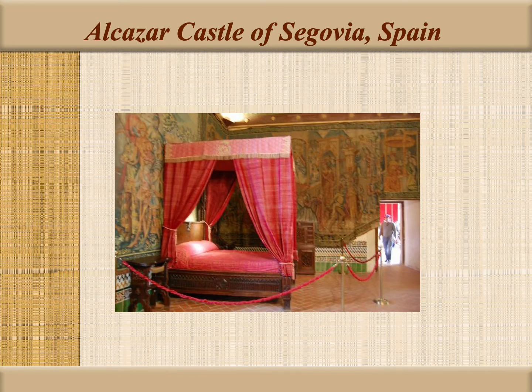In this image, you're seeing a bedroom in the Alcazar castle. So notice the really fine draperies hanging down around the beds, and the other thing is all of the tapestries on the wall. They're very detailed, very fine finishes, and so they definitely would have been a means of displaying wealth during this time.